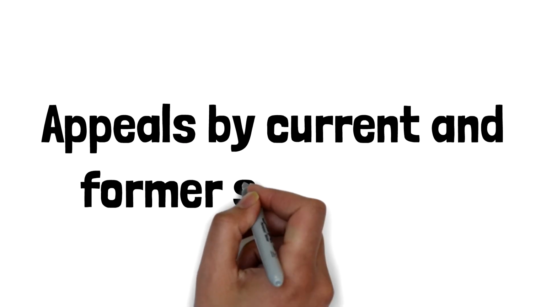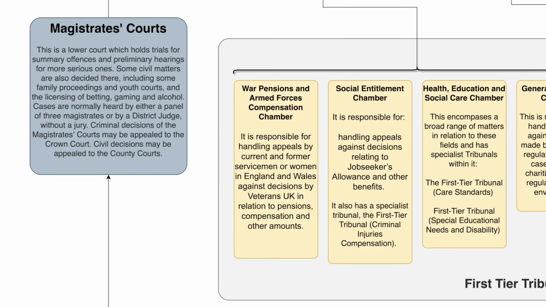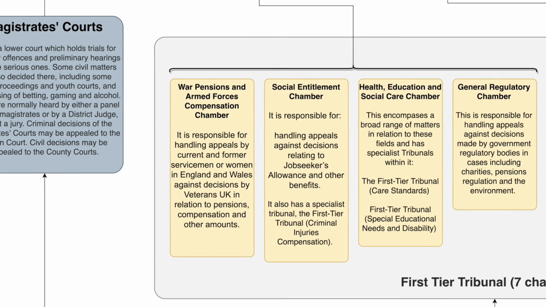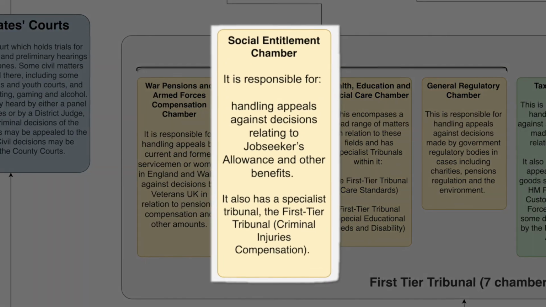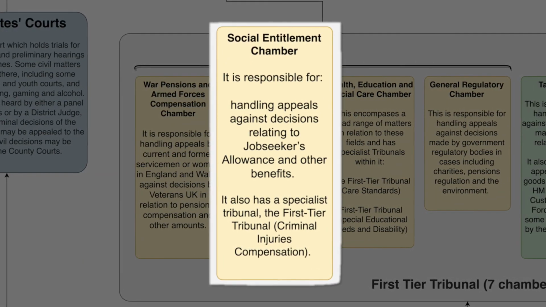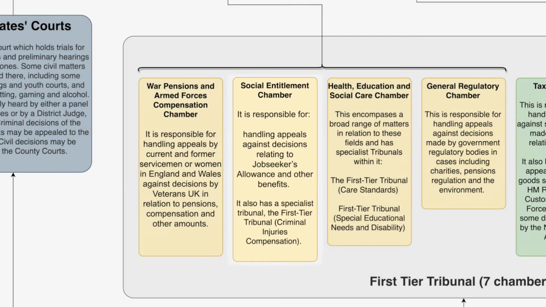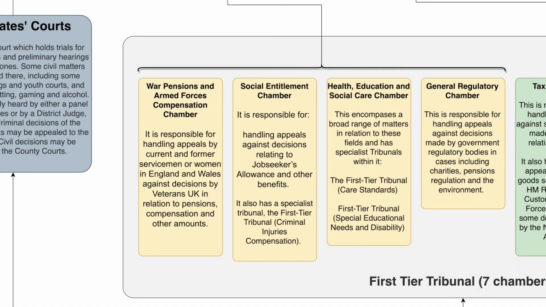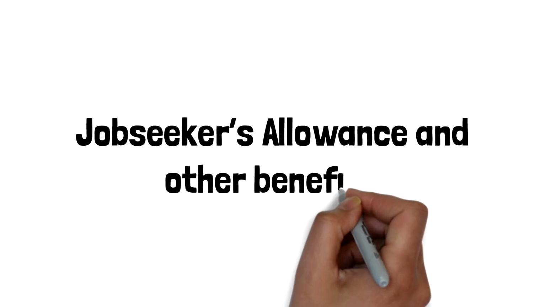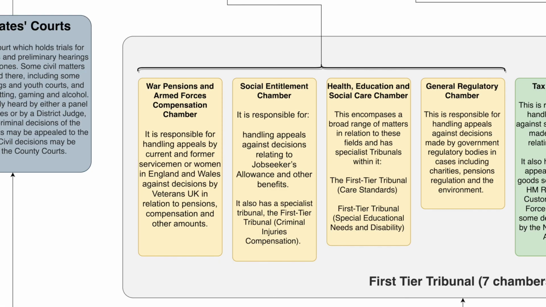It is responsible for handling appeals by current and former servicemen or women in England and Wales against decisions by Veterans UK in relation to pensions, compensation and other amounts. The Social Entitlement Chamber. It is responsible for handling appeals against decisions relating to job seekers' allowance and other benefits. It also has a specialist tribunal, the First Tier Tribunal, Criminal Injuries Compensation.